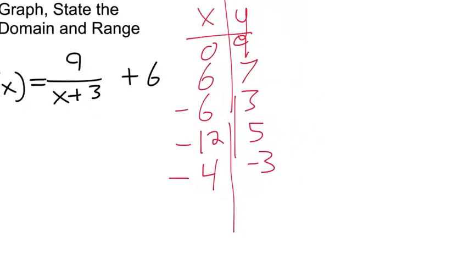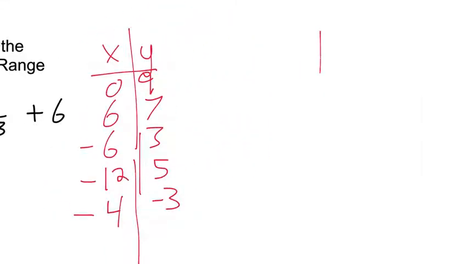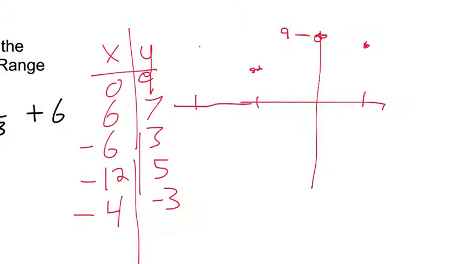So let's see if that's enough dots here. The point (0, 9) tells me to go 0 on the x, 9 on the y, and put a dot. We'll just label that as 9. And then (6, 7) tells me to go 6 on the x, 7 on the y, and put a dot. (-6, 3) tells me to go 6 spaces back on the x, and only 3 on the y. Negative 12, we'll put that way over here. 5 tells me to put a dot over there. And then we got (-4, -3), a dot down there.